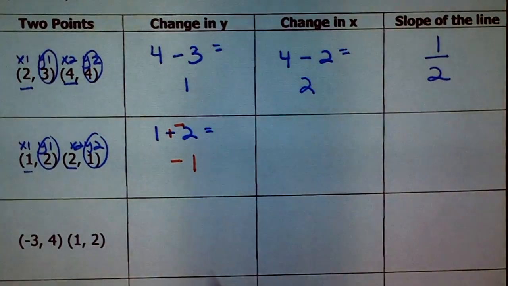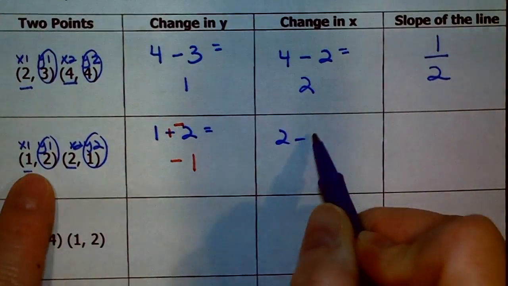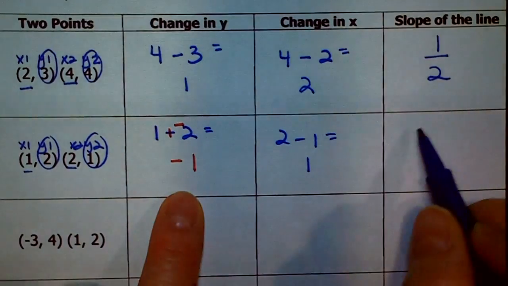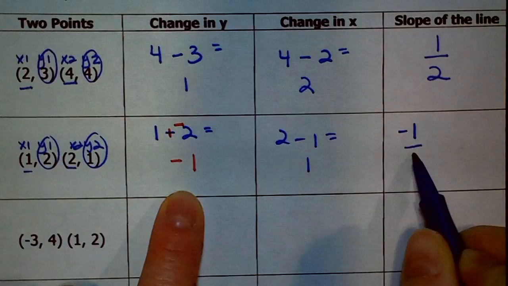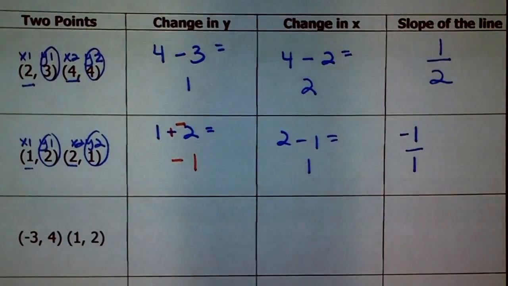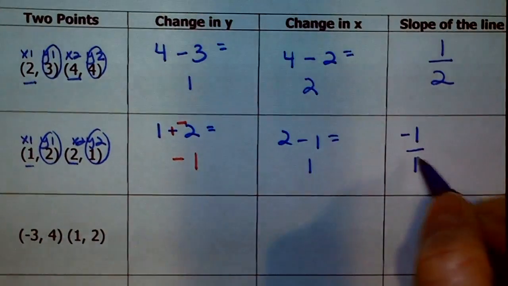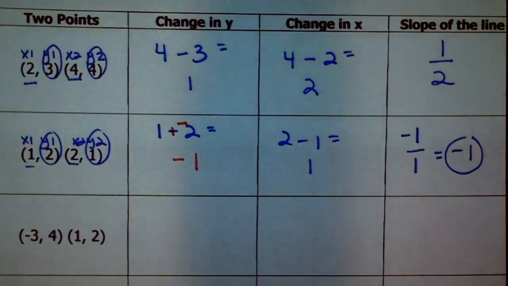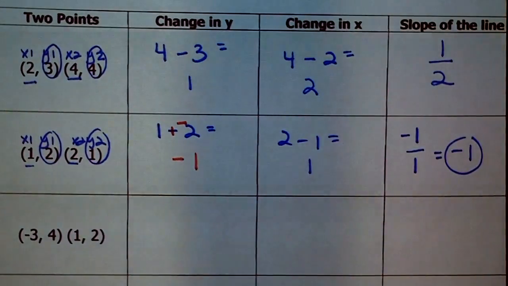The change in x's, I have to take the second x minus the first x. 2 minus 1 is 1. So to write the slope, I take the change in the y over the change in the x. Can that be simplified? It sure can. -1 divided by 1 is -1. You always want to give your slope in simplest form.